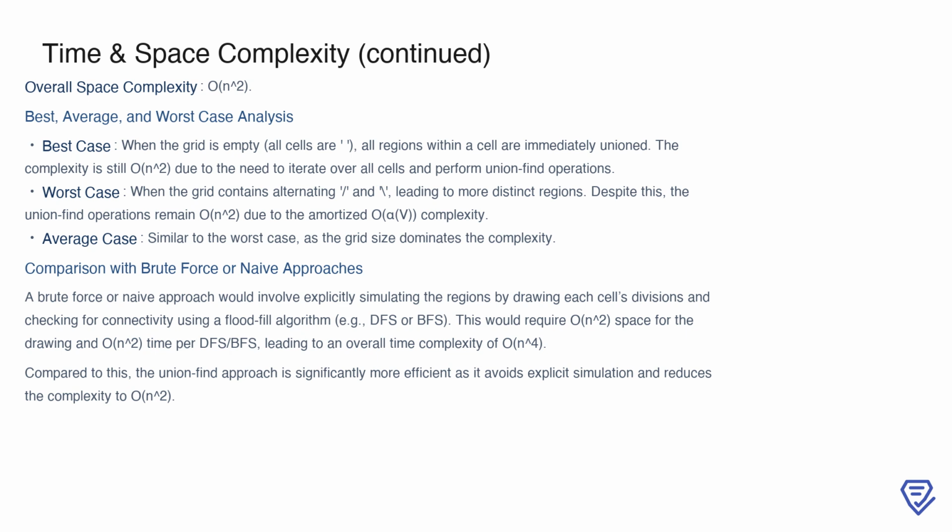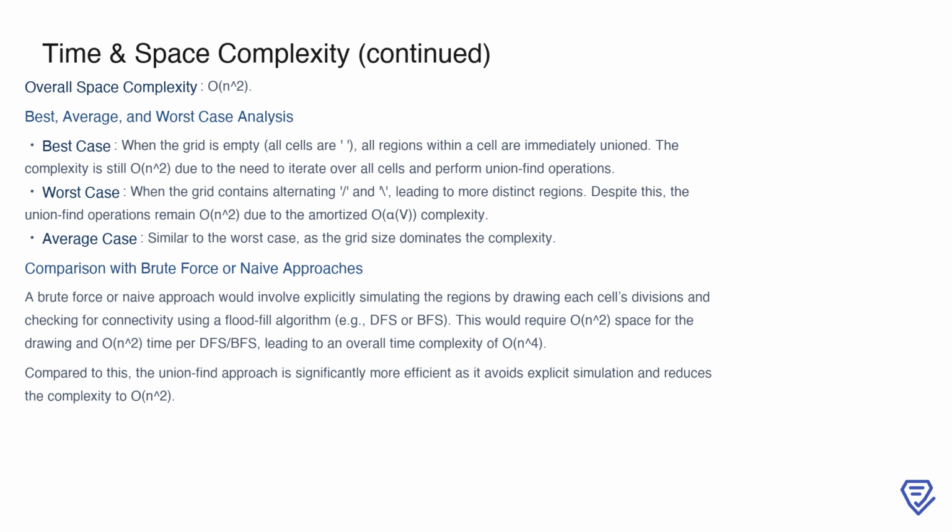Now let's analyze the best, average, and worst cases for time complexity. In the best case, where the grid is completely empty, all cells are blank spaces, and all the regions within a cell are immediately unioned. However, even in this case, we still need to iterate over all cells and perform union find operations, resulting in O(n squared) complexity.